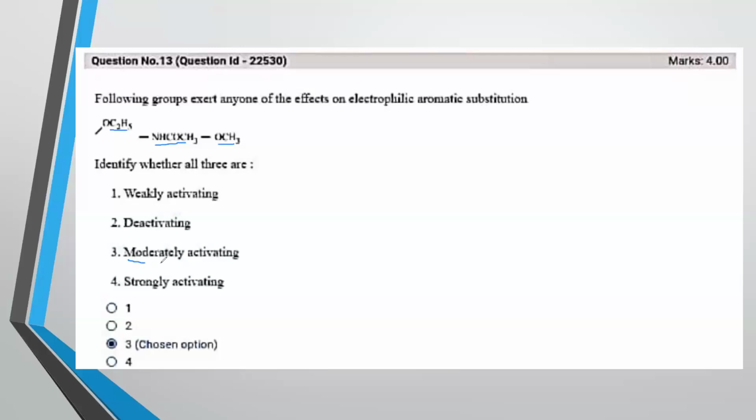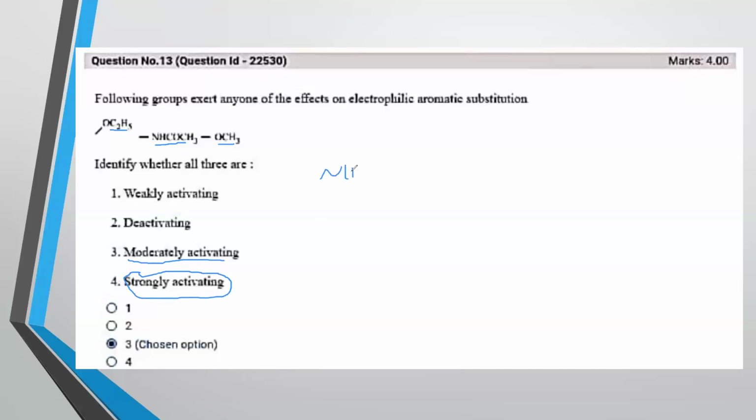So why moderately activating? Because if you see that order, the starting groups, as I have told, the order of plus M groups, the starting groups like NH minus, then O minus, then NHR, then NR3, then NHR, then NH2. All these starting groups are known as strong activating according to that order.